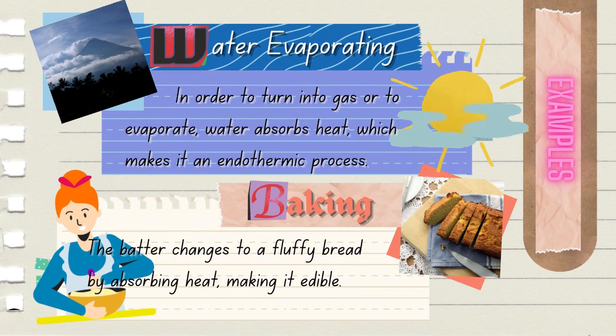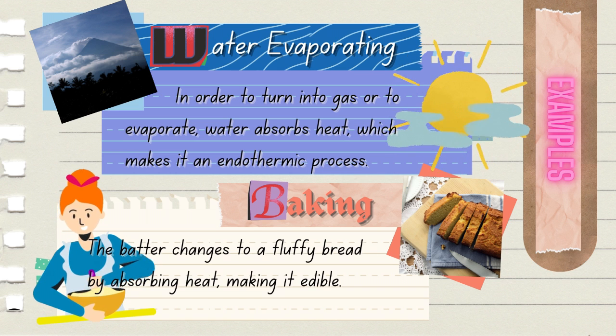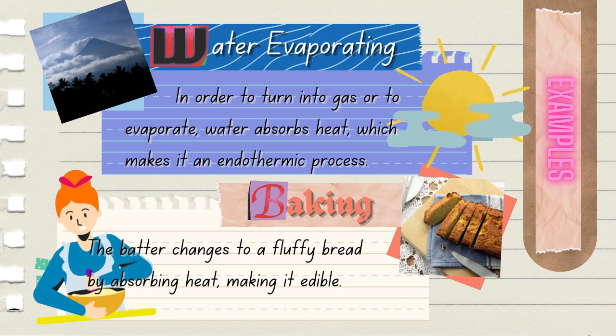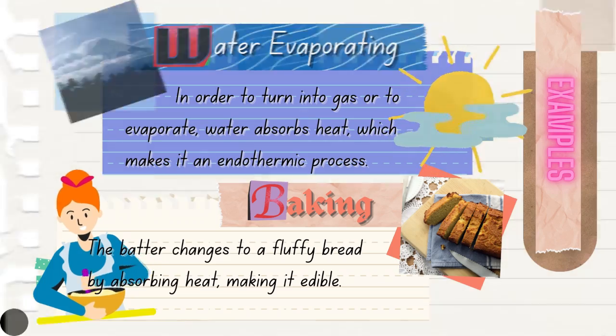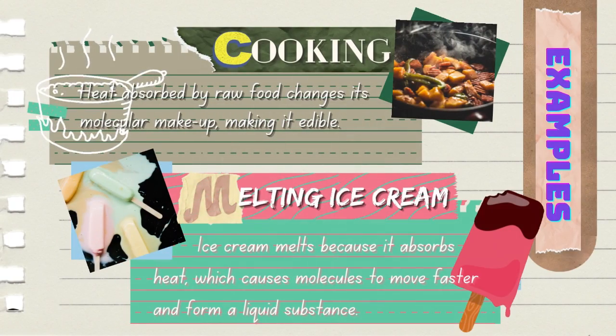Examples. Number 1. Water evaporating. In order to turn into a gas or to evaporate, water absorbs heat, which makes it an endothermic process. Number 2. Baking. The batter changes to a fluffy bread by absorbing heat, making it edible. Number 3. Cooking. Heat absorbed by raw food changes its molecular makeup, making it edible.